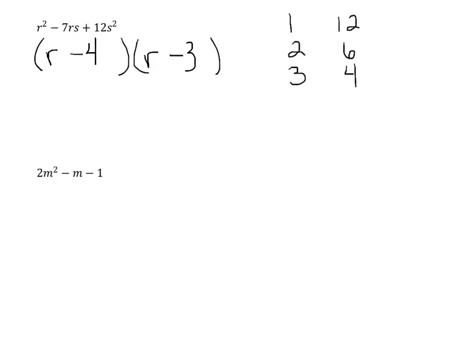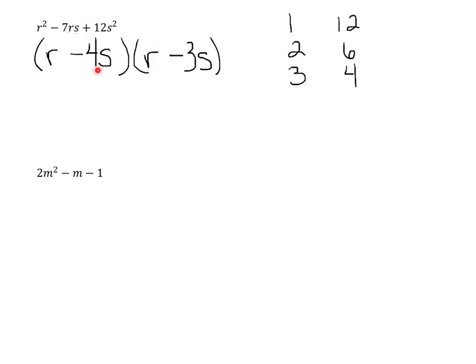Now, I do need this to be r times s. So what I've noticed is that I don't have any s squareds happening in the middle, which means that each one of these will get s. If I multiply it out, r squared minus 3rs minus 4rs, that's minus 7rs, plus 12s squared.